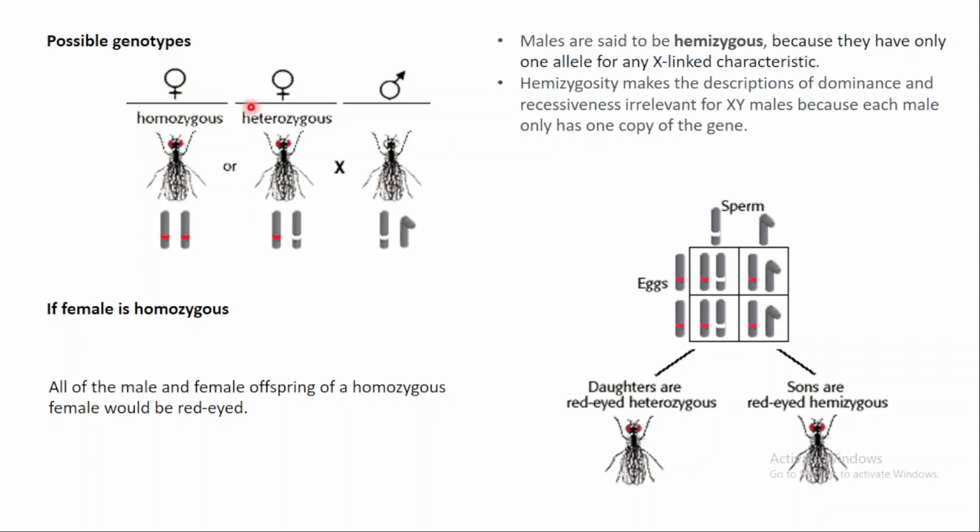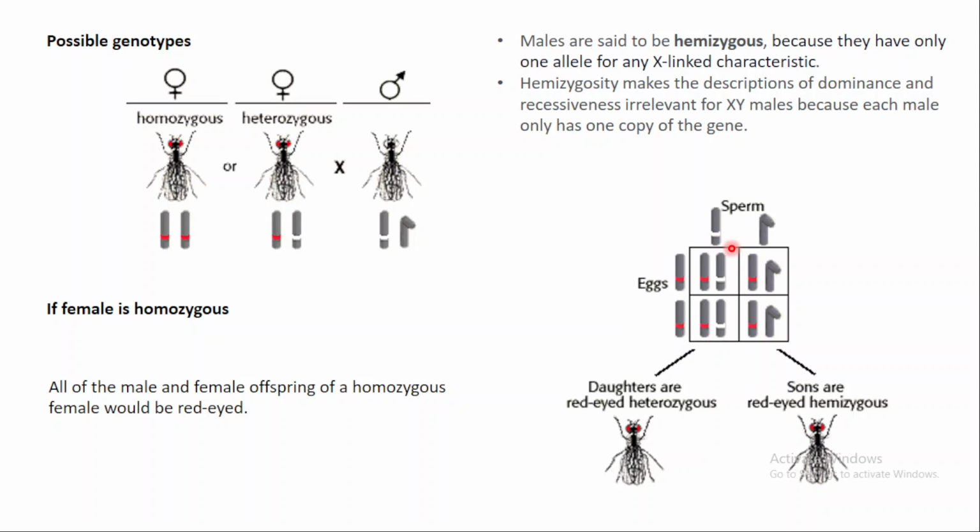Now what happens if we consider the possibility where the female is homozygous for the red dominant allele? If the female is homozygous, when we separate it into gametes, the eggs of the female will both have the red allele, W plus, and the sperm will have the recessive white allele and the Y chromosome, right? Because the male parent is white-eyed. So the female is W plus and W plus.